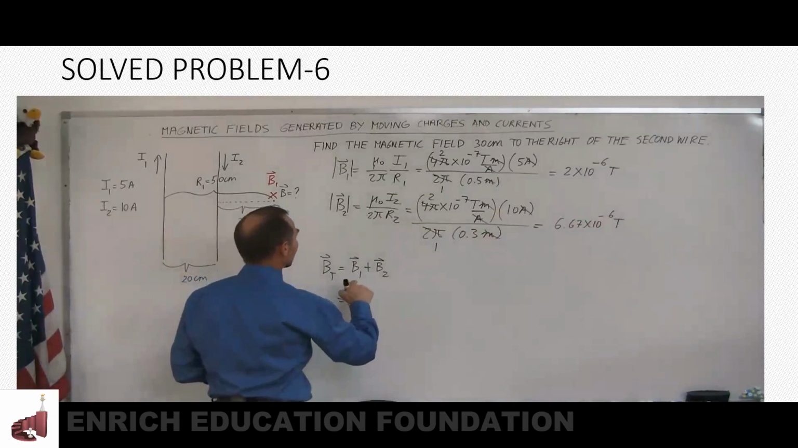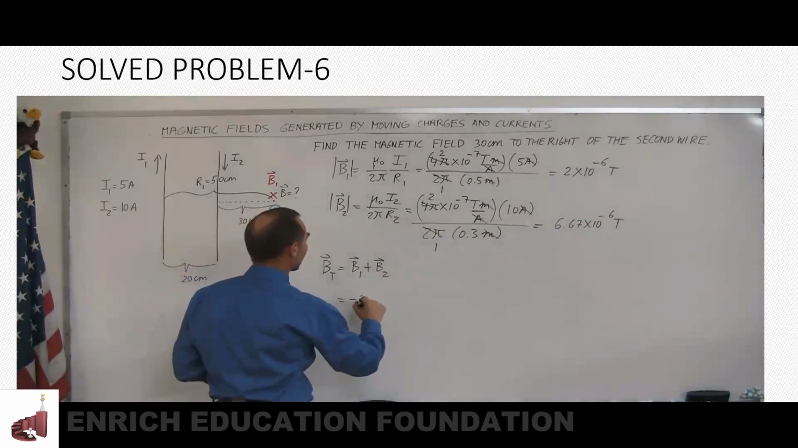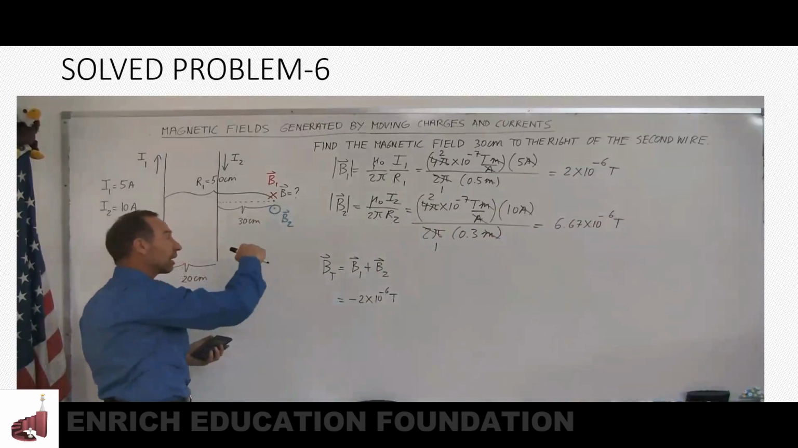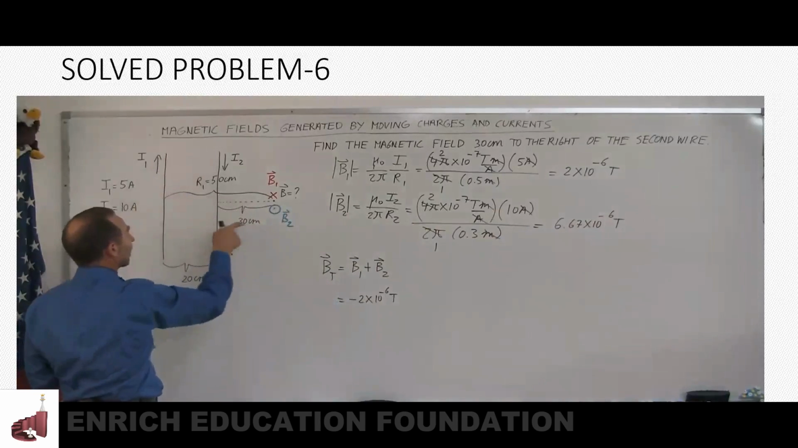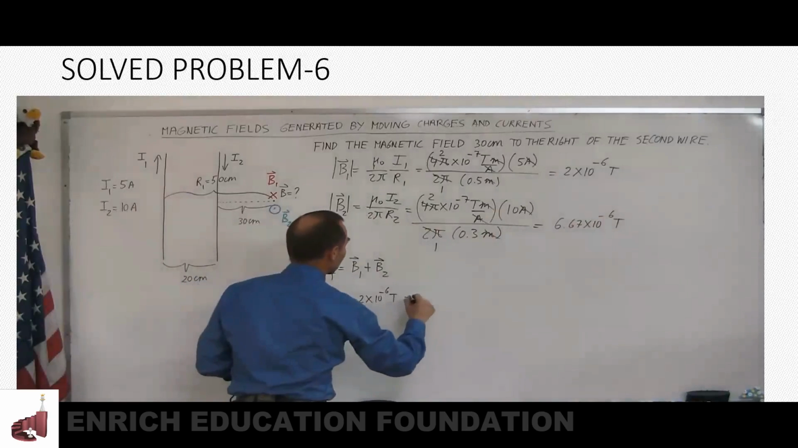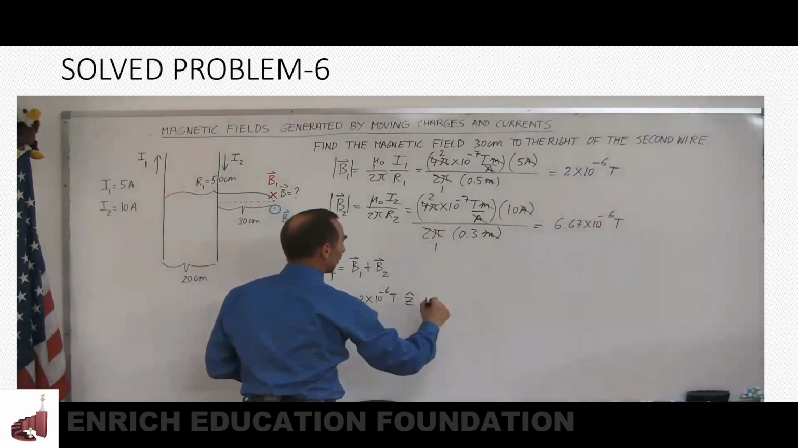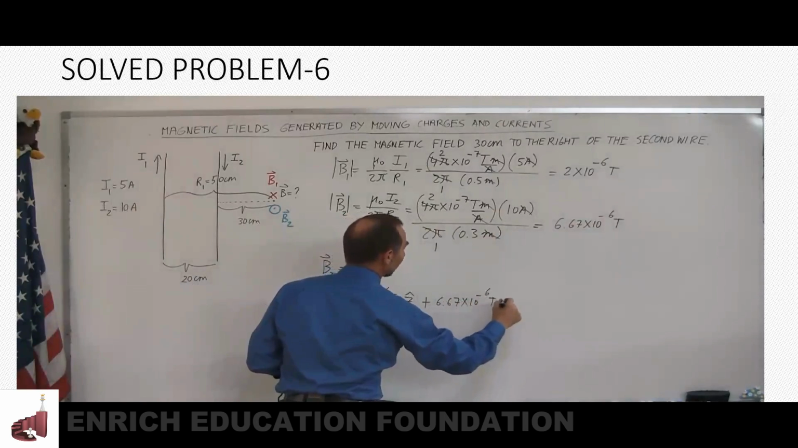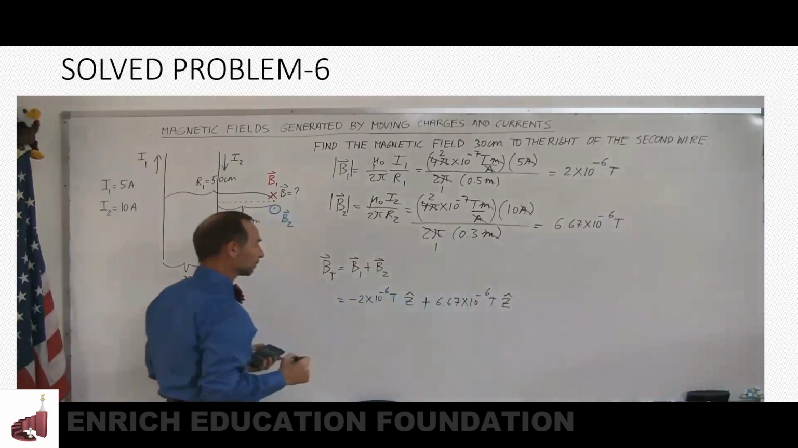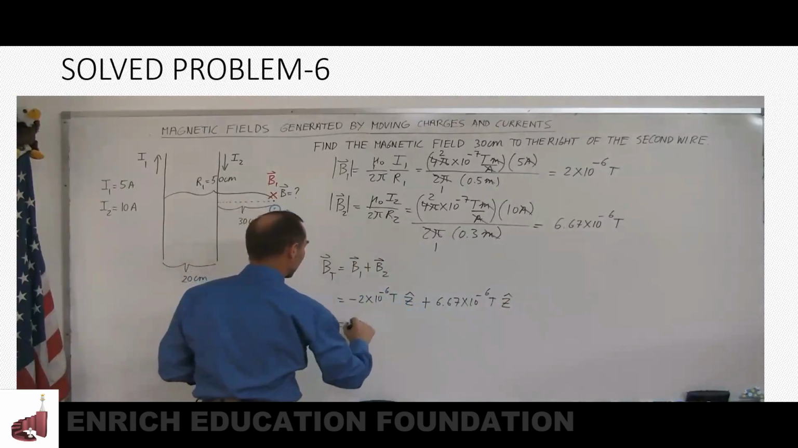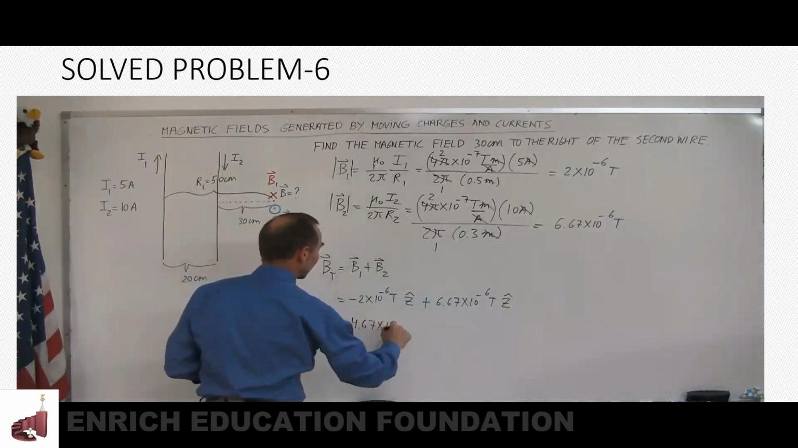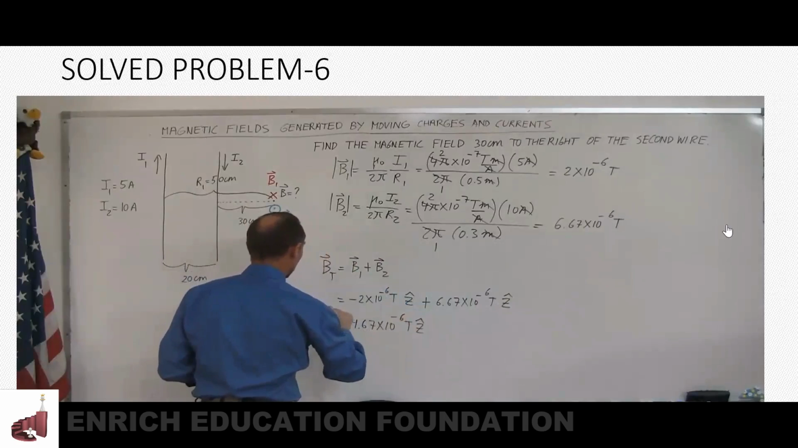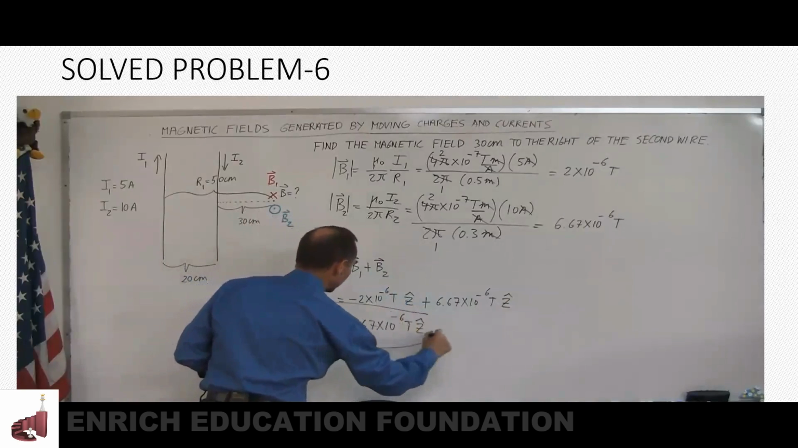B2 is out of the board, let's call that positive. So this is equal to B1 into the board, that would be a minus 2 times 10 to the minus 6 Teslas. Let's call that the z direction, right? If this is y and this is x, so call that the z direction. So in the negative z direction, plus 6.67 times 10 to the minus 6 Teslas. And let's call that in the positive z direction. So the sum of those two would be 4.67 times 10 to the minus 6 Teslas in the z direction, and that would be the result.